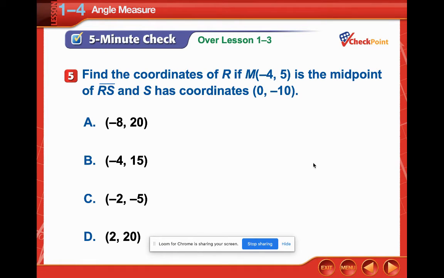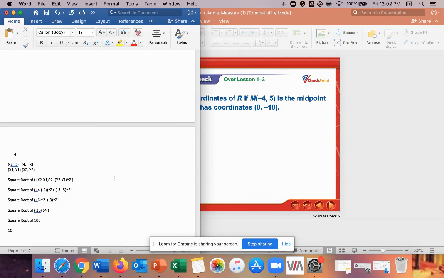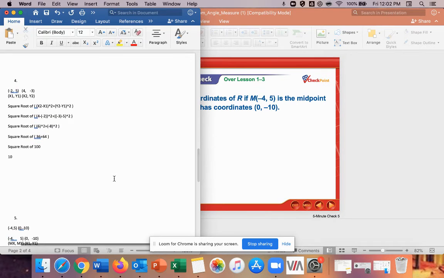All right, hopefully you're able to solve it. It is indeed A. All right, I'm going to go through how to solve it now. Okay, so right here, (4, -5) and (0, -10).